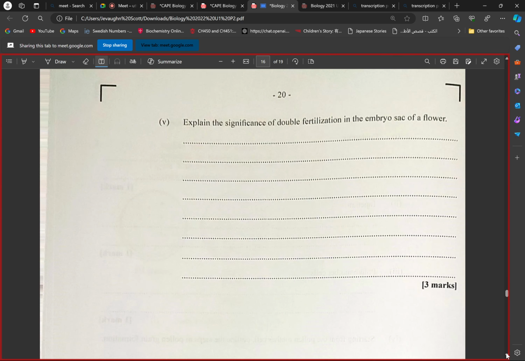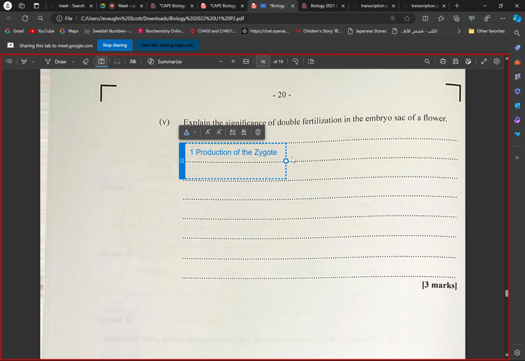Explain the significance of double fertilization in the embryo sac of a flower. What is the significance? One, we have the production of the zygote, right? The zygote represents a new generation within the species. Wording is important, right? So you can have a new zygote, yes. And what is the second thing? So what is the next one?